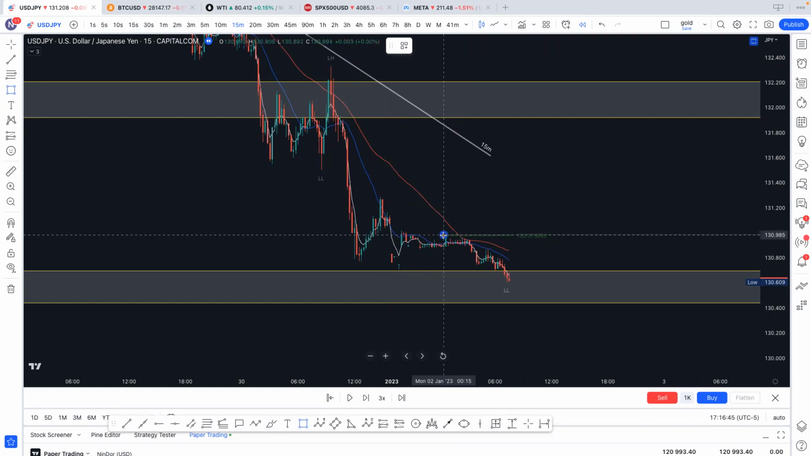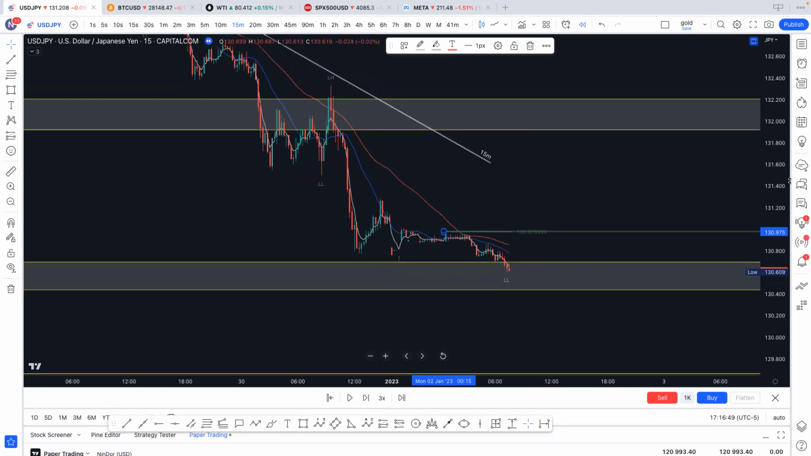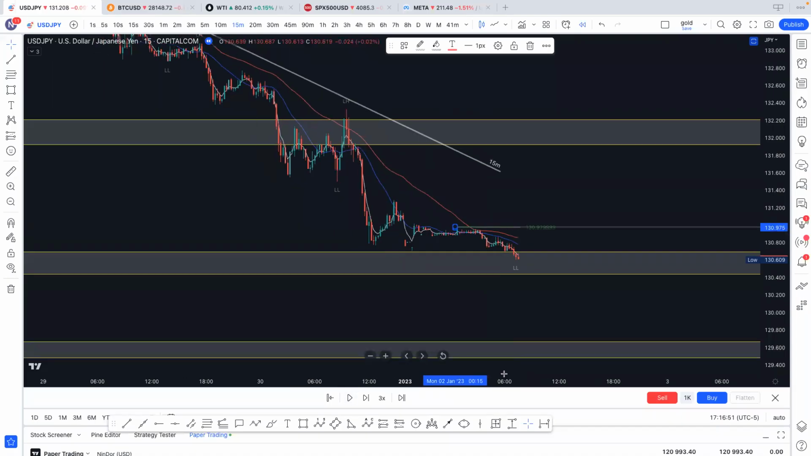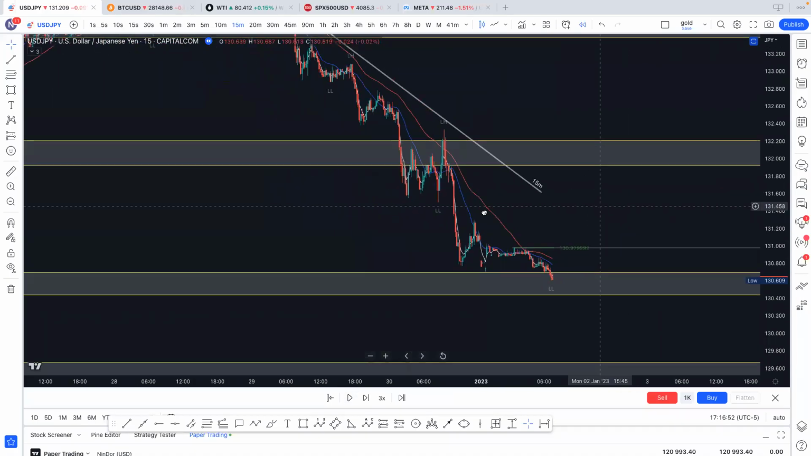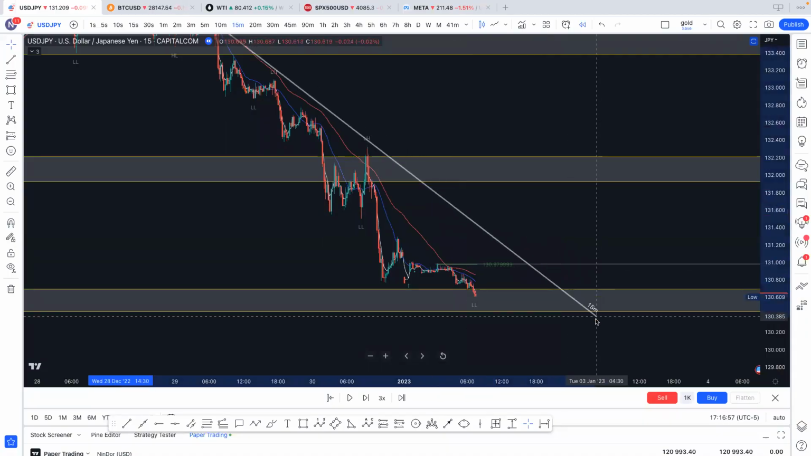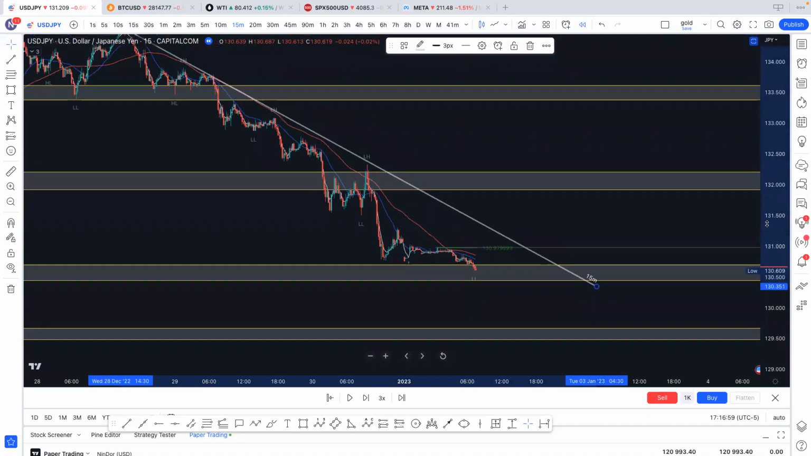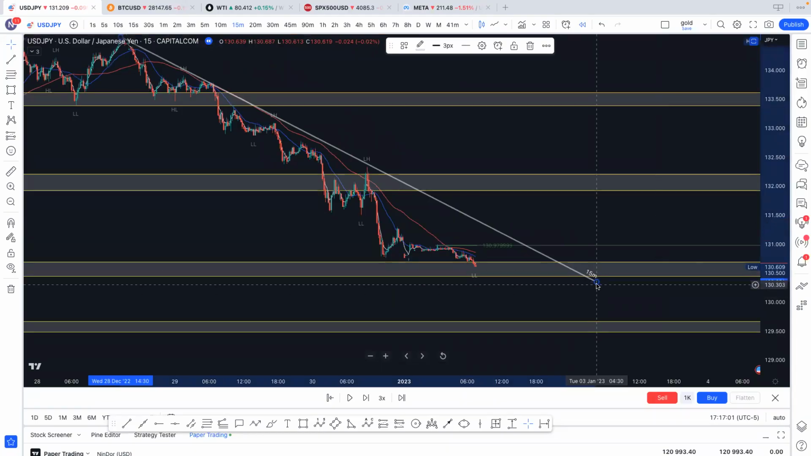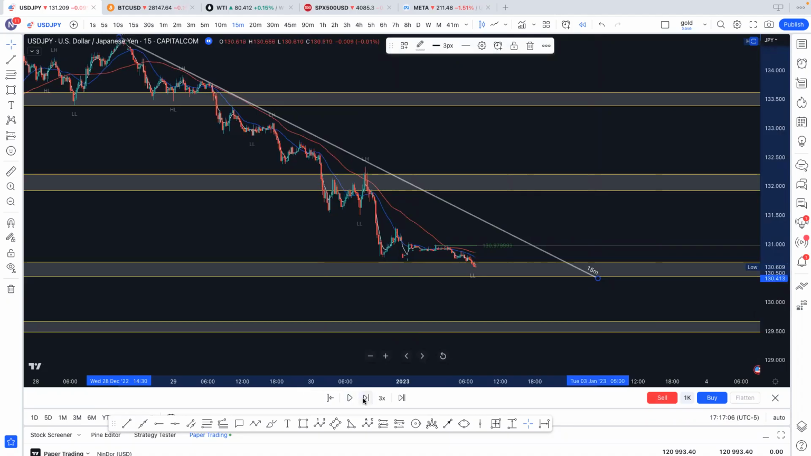And we'll just continue this process until we see some type of break. I want to extend this trend line. Make sure it's trapping the trend correctly. All right, let's play.